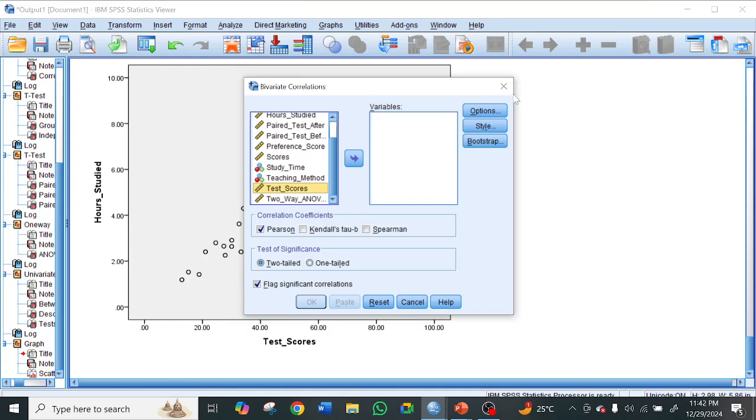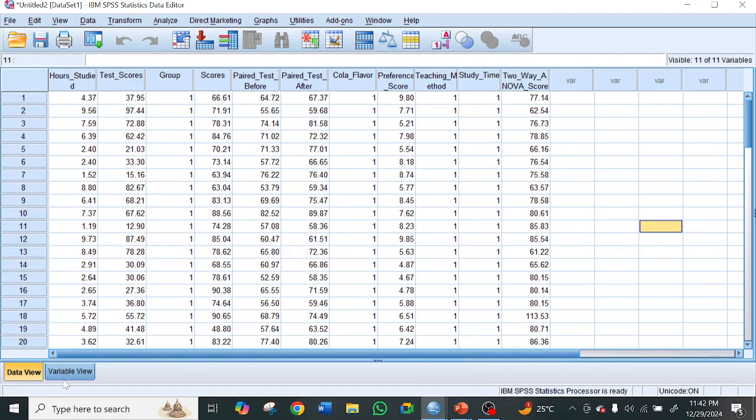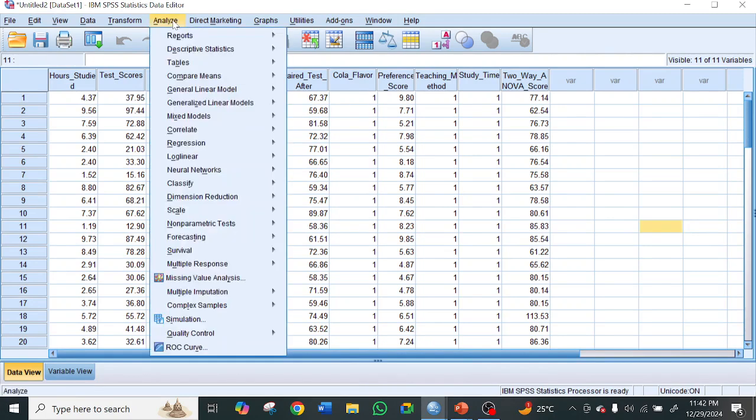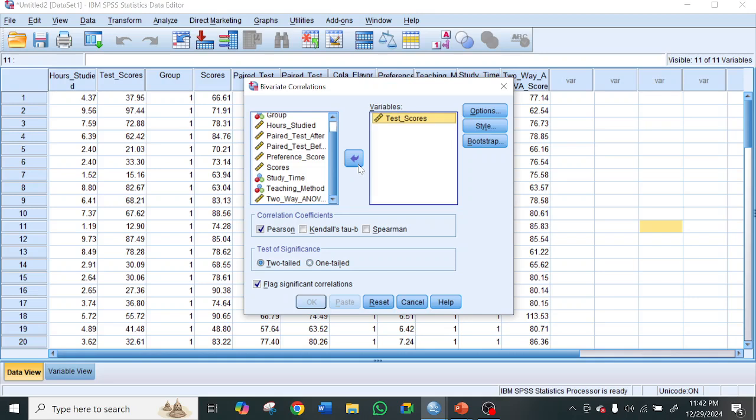You can do it from here, and you can also do it from the variable view or data view, as the case may be. Let me come to the data view so that it will be easy for those who are still trying to have their feet strong on SPSS. So bivariate, then you select your test score, and you also select your hours studied. Then we are using the Pearson product-moment correlation. Then we use two-tailed, and we're not using one-tail.